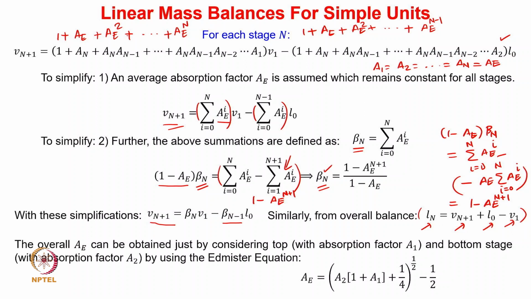Now we can further calculate this AE. There is an equation given by Edmister. What Edmister says is that we can consider A1 as the absorption factor for the top tray, and A2 as the absorption factor for the bottom tray, and if we know both these absorption factors, we can calculate the average absorption factor. Once we have obtained this average absorption factor, we can put it in this equation and do the calculation, the mass balance. So these are all the equations.